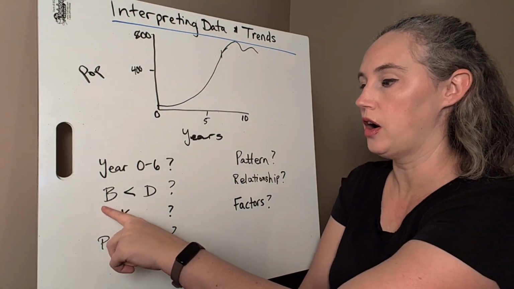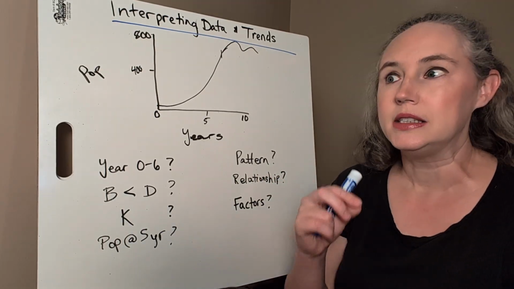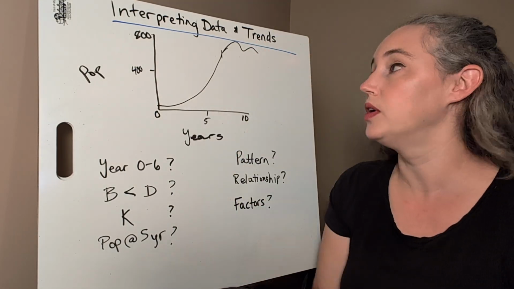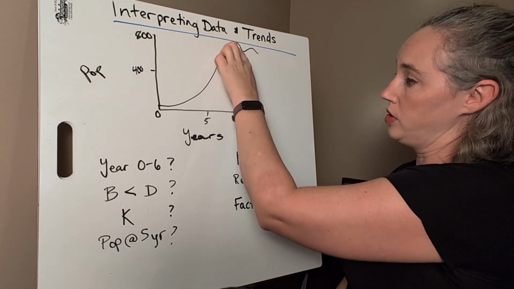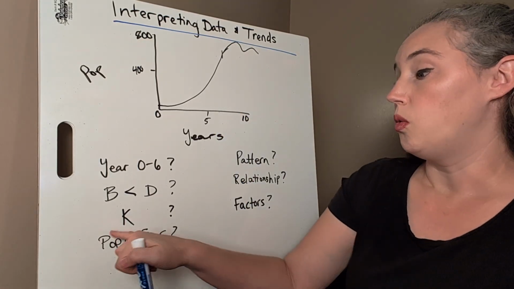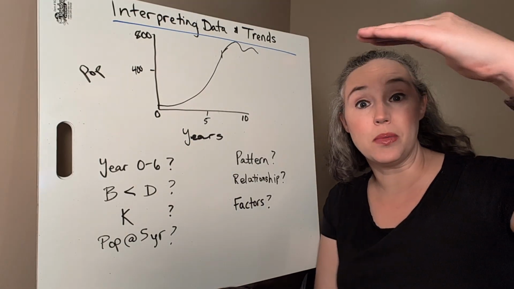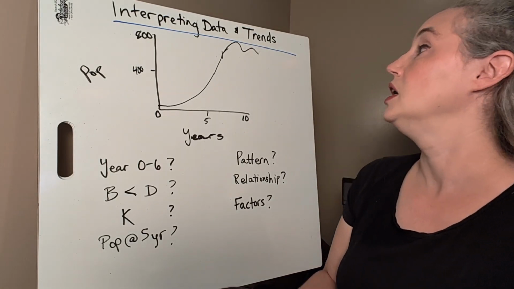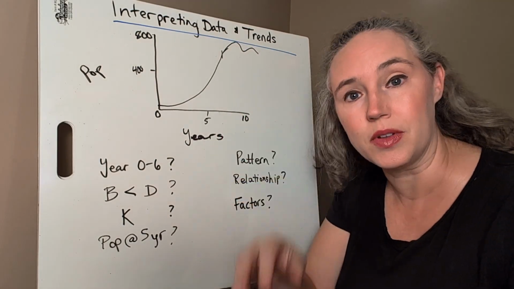At which point are births less than deaths? If births are less than deaths, that's a negative number, right? You're going down, so that's anytime you're going to see a negative slope. So maybe here we see a negative slope going down, or here, so maybe around year 8-ish. What's the carrying capacity? Well, carrying capacity is where the population starts to stabilize or come to equilibrium, where births and deaths are equal. So for us, that's going to be around 800.